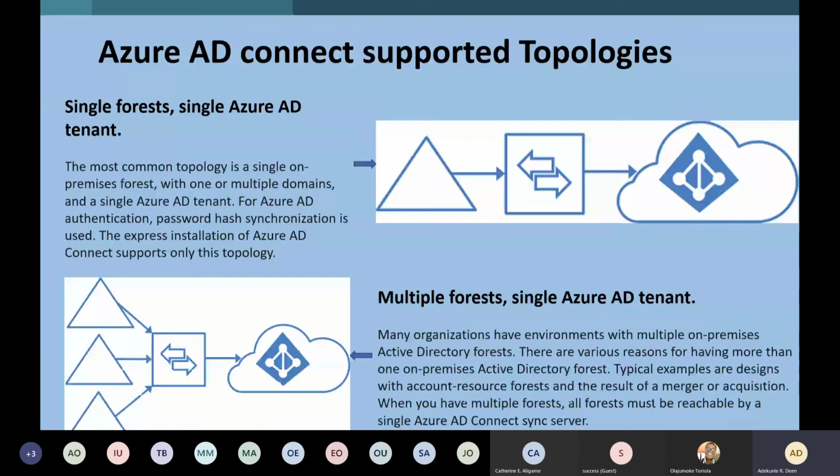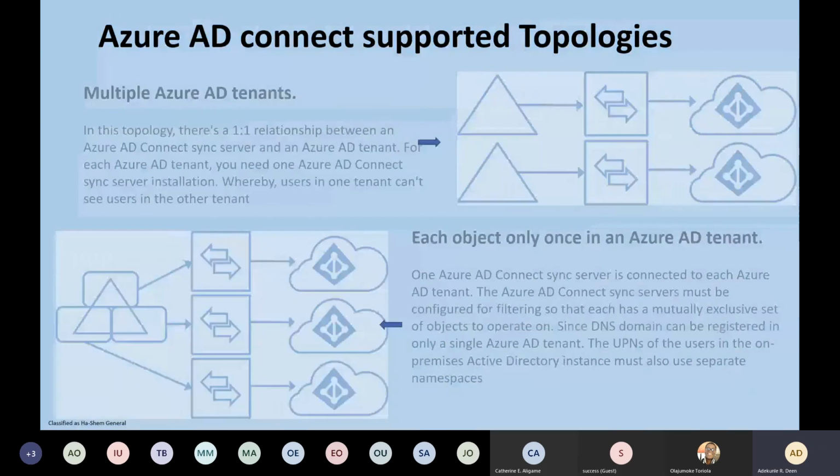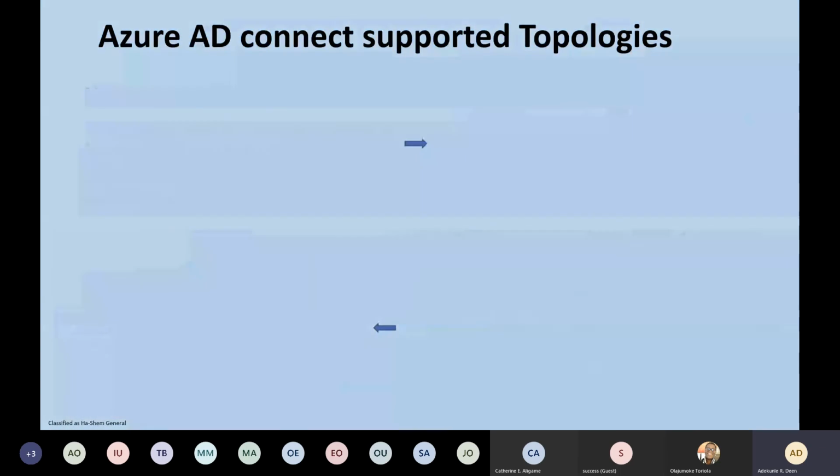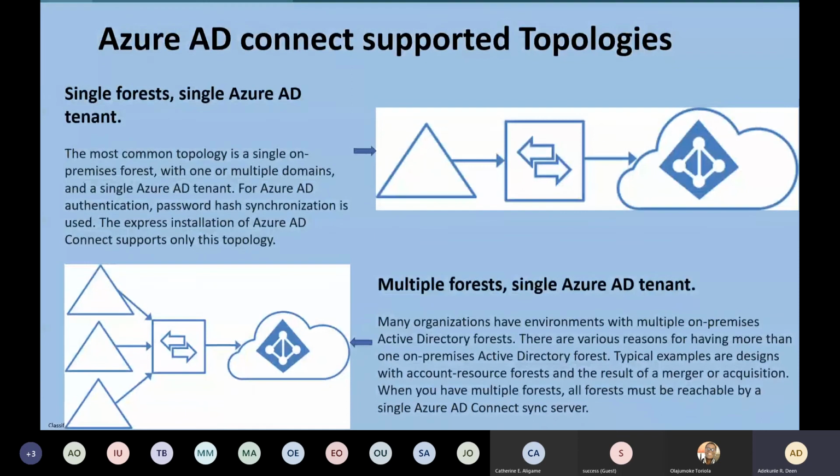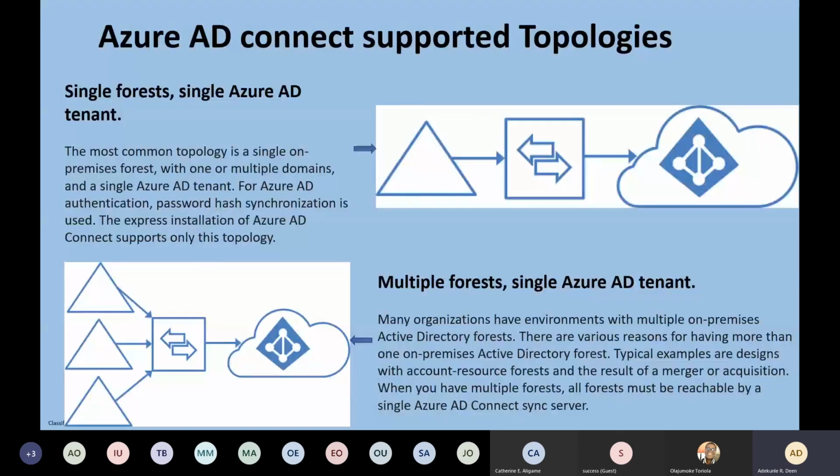So let me take us to some topologies. We need to understand that some things are not supported, some things are supported. So what are supported topologies? With AD Connect, you can have a single forest and a single Active Directory tenant, like we are doing now. We have a single forest, which is wintest.com.ng on premise, and a single Active Directory tenant, wintest.com.ng.microsoft.com, which is fine. This is our forest, this is our sync agent, and this is our Azure tenant.